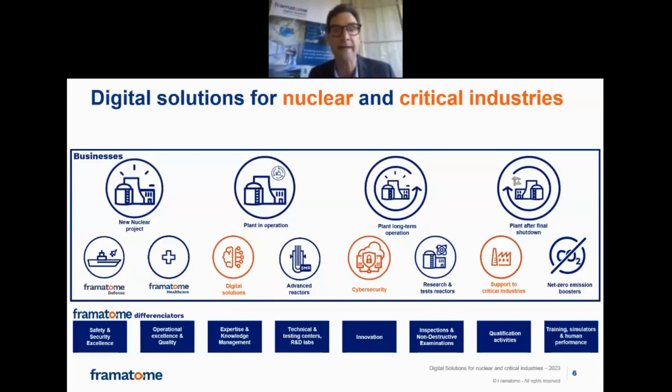We are providing digital solutions throughout the life cycle of nuclear plants. So as you can see at the bottom, from new nuclear projects, often referred to as new build, to plants in operation, to long-term operation, extended operations, and throughout plant after final shutdown. And what's interesting today is we will focus particularly on digital solutions which are specifically relevant to that step in the plant lifetime. All right.